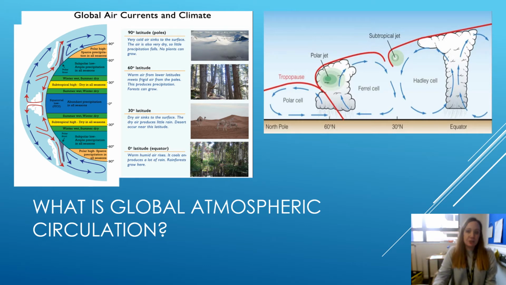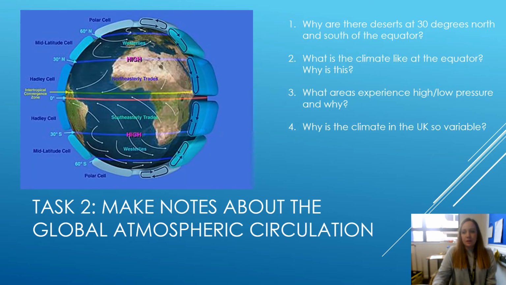BBC Bitesize GCSE has got a really good link to this. So your task 2 is in your notes to make some notes about global atmospheric circulation. You might want to print some of the images, you might want to do a bit more research on it, but basically make sure you understand. And in order to make sure you actually understand it, a good idea is to answer the questions on the slide. So rather than just writing out what everything means, how do you apply that understanding?